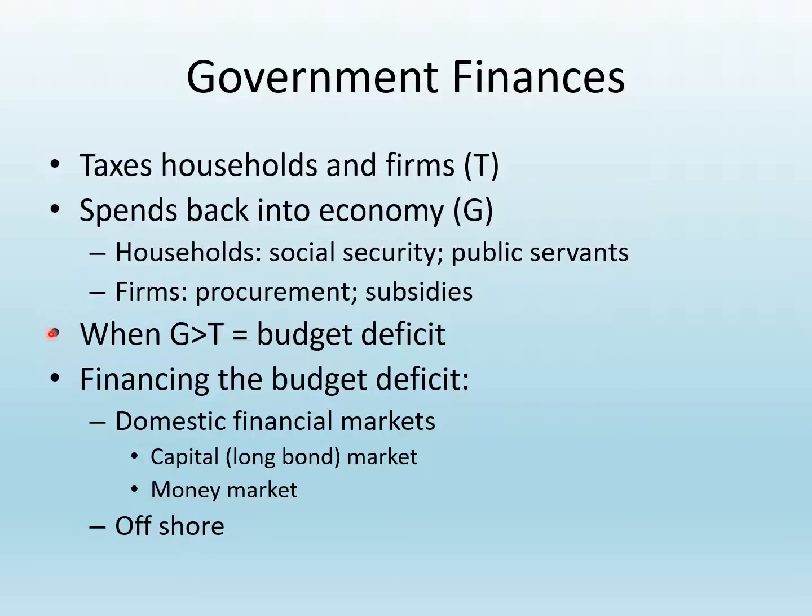That's what it's called. And then the way that you finance the budget deficit is you can finance the budget deficit either by borrowing domestically, which means borrowing inside your country, or you can borrow offshore. If you borrow domestically, the place that you're borrowing from is the capital market or the long bond market, and this would be the primary long bond market, or you can also borrow from the money market. That option is open to you.